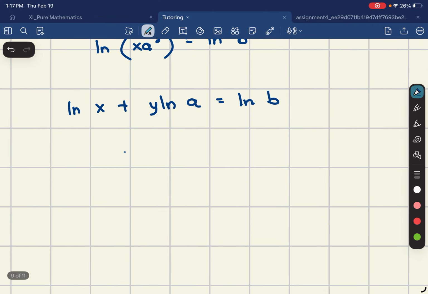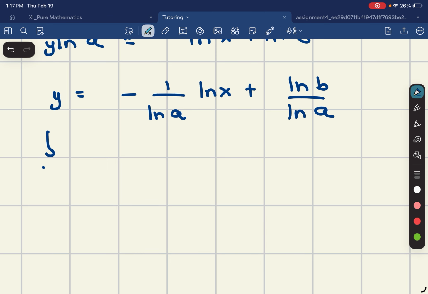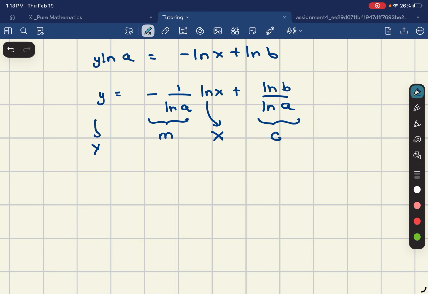And now you have y ln a is equal to ln b minus ln x, or minus ln x plus ln b. And finally, you have y is equal to minus 1 over ln a times ln x plus ln b over ln a. So this is going to be your y, this is your m, this is your x, and this is your c. So this was part F, and I believe they have done it exactly in the same way.